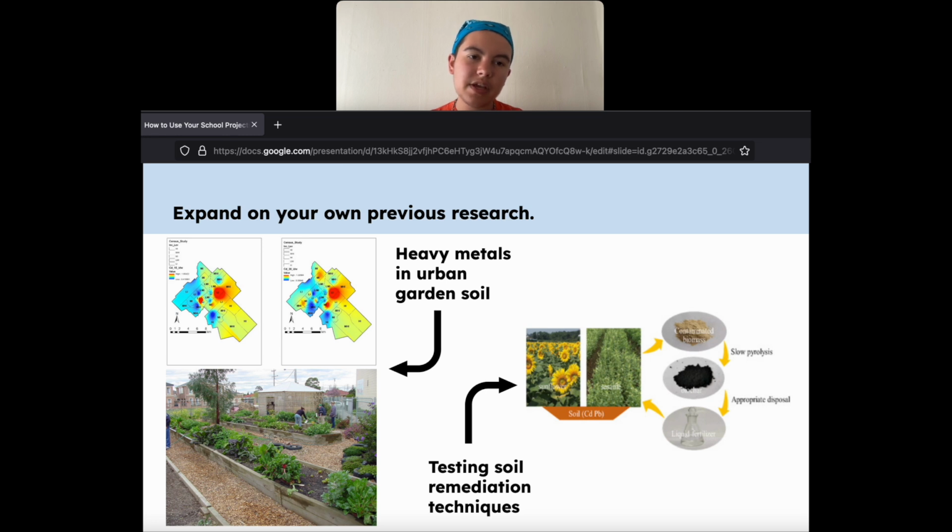And then we've got tip 3, expanding on your own previous research. So sometimes it happens where maybe you've followed one of these tips already and you've just done a really cool project on heavy metals in urban garden soil, and you've done a lot of looking at academic papers and reports, and you've found that heavy metals in urban garden soil is a problem and that it might be contaminating the food. Okay, that's great to know, that's pretty concerning.